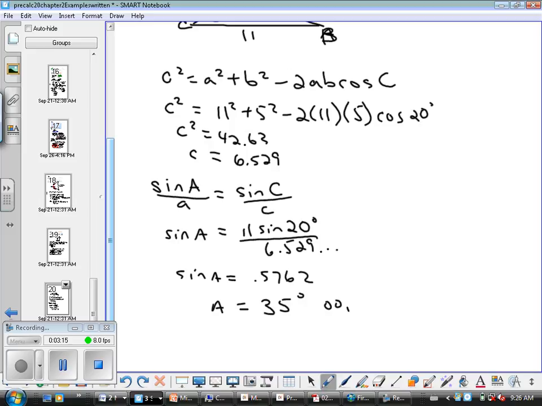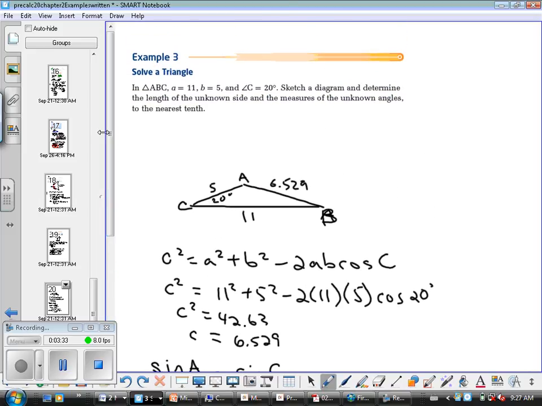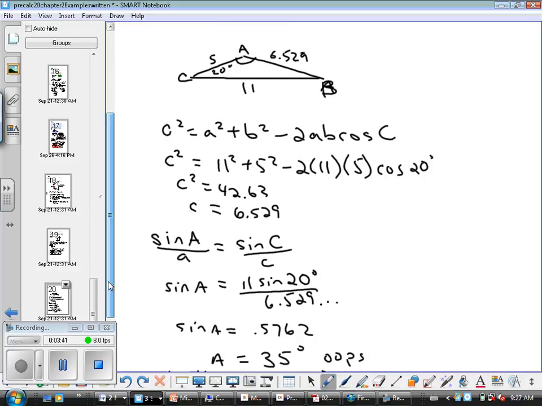A is 35 degrees. Oops, no. Actually, A is 180 minus 35, which is 145. So that's a really good example of where you could use your sine law. You have all the right information, but looking at your diagram, you know that angle is going to have to be obtuse, so you know you're actually going to take the supplement of the answer that your calculator gives you.